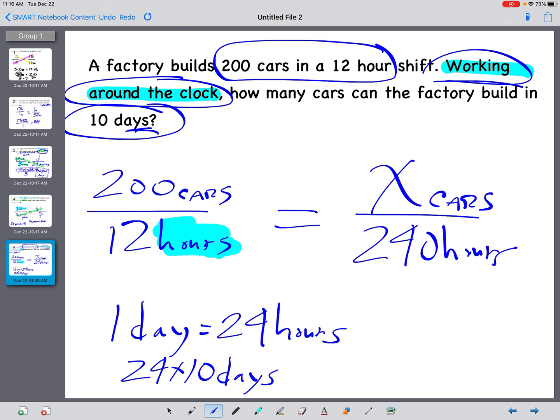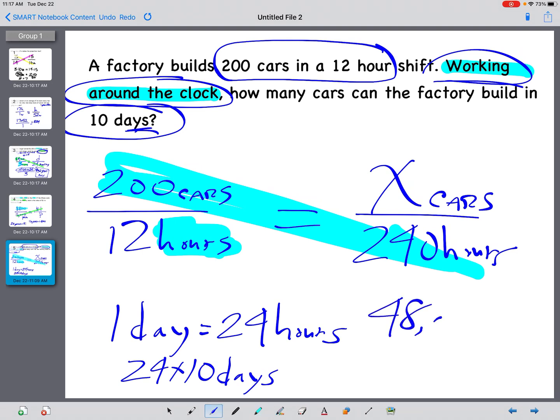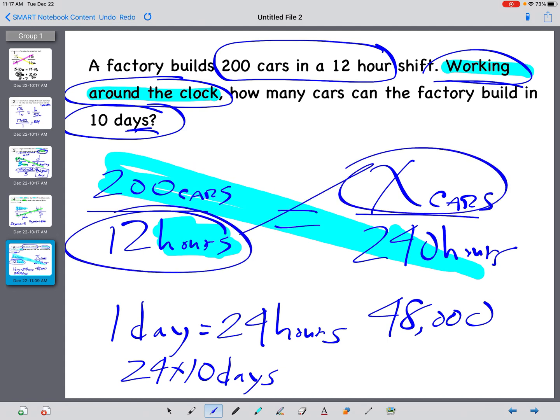Okay? So of course we're going to multiply the numbers that we have, and that's 200 and 240. Okay, so 200 times 240. All right, we turn out with, in that case, 48,000. All right, and then we divide that, of course, by the number remaining, the number that's diagonal from the variable. All right, so we're going to divide 48,000 by 12.